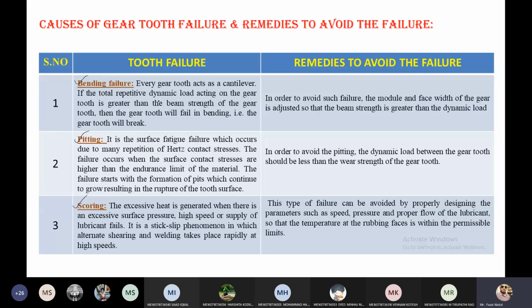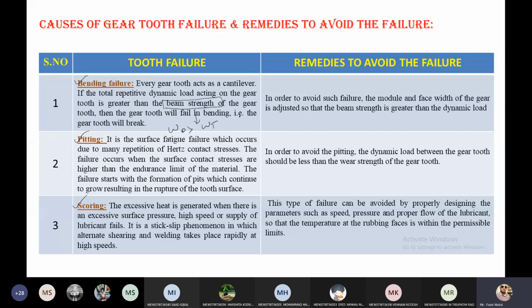The first one is bending failure. Why is bending failure happening? Every gear tooth acts as a cantilever, based on the Lewis assumption. If the total dynamic load acting on the gear is greater than the beam strength, WT, the gear tooth will fail in bending. So what is the remedial measure here?